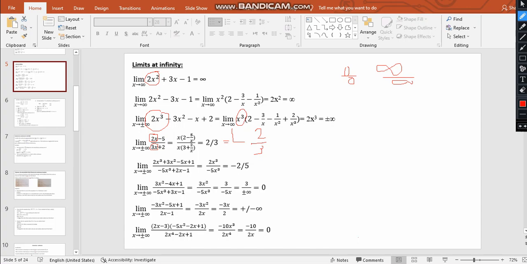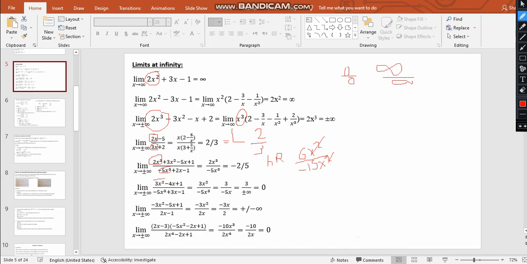Here the highest over highest, 2x cubed over minus 5x cubed, is minus 2 over 5. If you want to apply L'Hospital's rule, as we said, it's very simple to do it directly. So it will be 6x squared over minus 15x squared. It's also infinity over infinity, or you can get rid of the x squared, so it's directly minus 2 over 5.